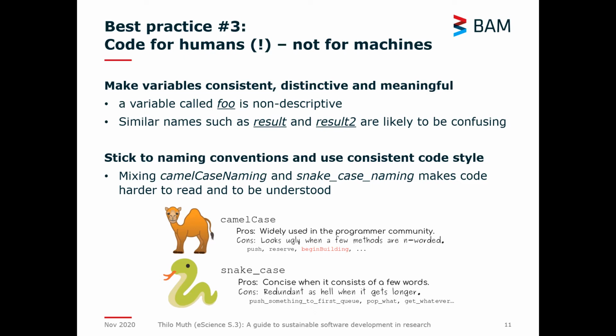Stick to naming conventions and use a consistent code style. There are naming conventions, for example, two are shown below: the camel case, which is very widely used in the programming community, and the snake case, which is quite concise when it consists of a few words, but gets a bit redundant when it's longer. But these are two naming conventions. Try to stick to them and use them consistently within your code. This makes your code much easier to understand. If you mix these naming conventions, of course, it gets harder again to understand your code. So don't do that.